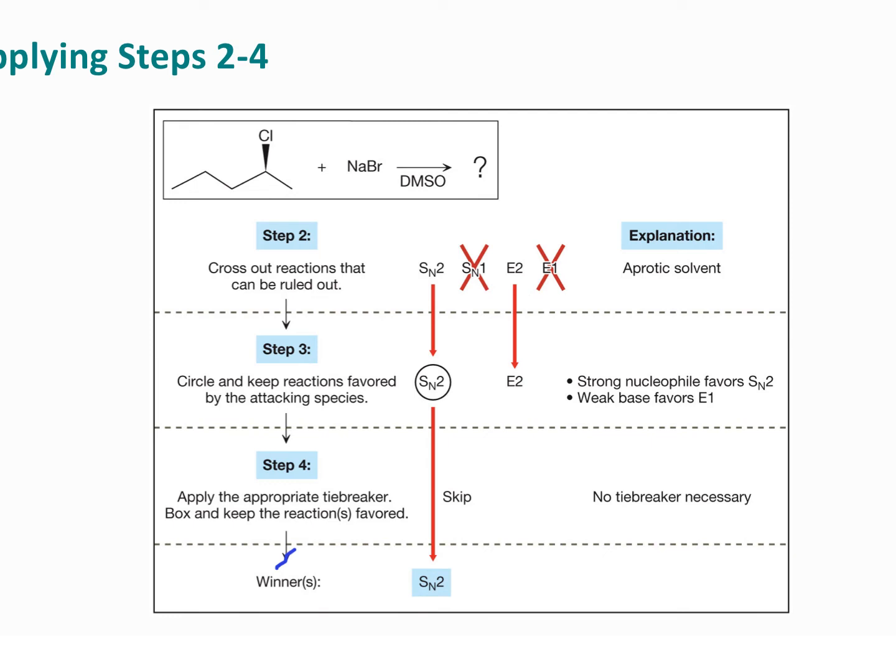Now, a lot of times you'll be asked to predict what's the winner, but then immediately asked to predict the major product, right? Because, okay, we can predict what the winner is, but we also need to predict the major product. And so we'll have to show the mechanism.